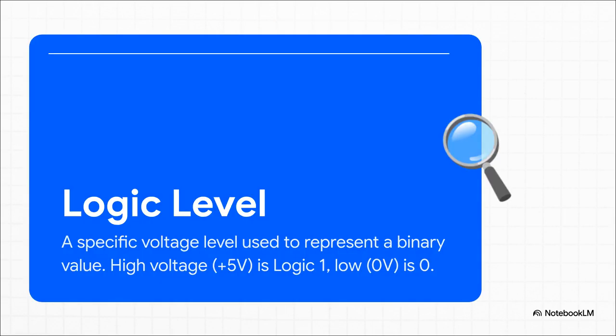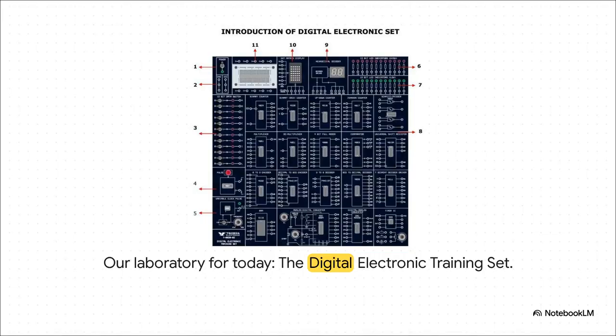It's just electricity. Seriously, a logic level is just a fancy term for a specific voltage that a circuit is designed to understand. So for most systems, a high voltage, let's say positive 5 volts, that's a logic 1. And a low voltage, pretty much 0 volts, well, that's a logic 0. It's really that simple. High voltage is a 1, low voltage is a 0. That's the secret.